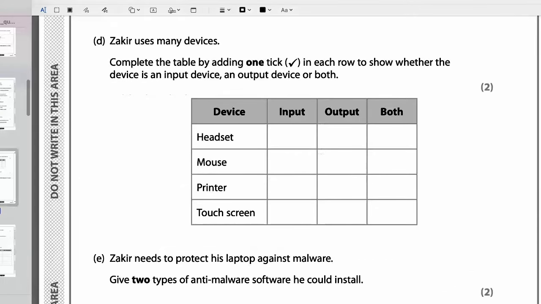D. Zakir uses many devices. Complete the table by adding a tick to show whether the device is input, output, or both. So a headset is both, because you've got the headphones bit and you've also got the mic. Mouse, just simply input. Printer is output. And finally, the touchscreen is actually both. Some people make the mistake of just saying it's an output, but because it's a touchscreen, there's some interactivity there, so that makes it both.